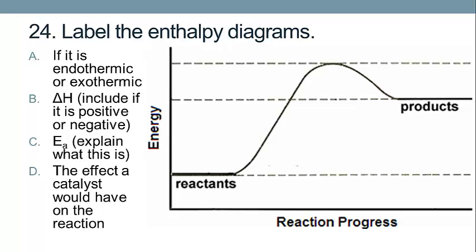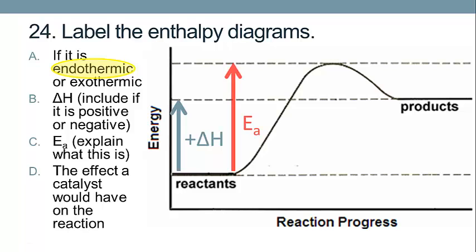On the other graph, this is going to be endothermic, and I know that because my products, in order to form, they're higher energy, so they have to absorb heat. Delta H is once again the difference between reactants and products, except in this case, it's going to be positive.